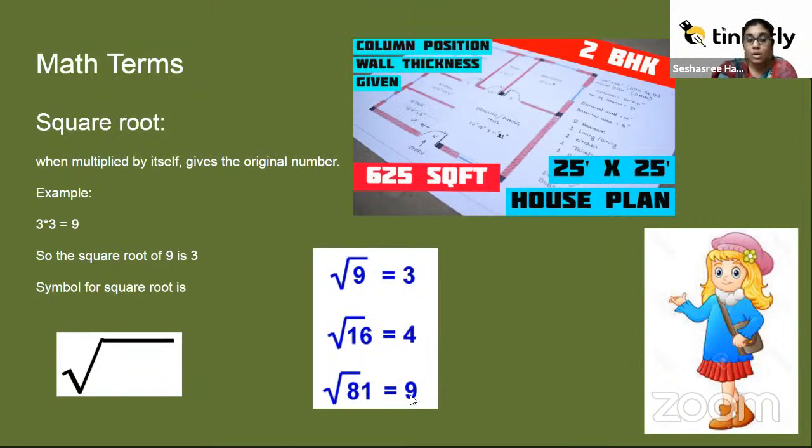And 81. So what is the square root of 81? It is 9, because 9 times 9 is 81. But still, we learned square root, but where will we use this?